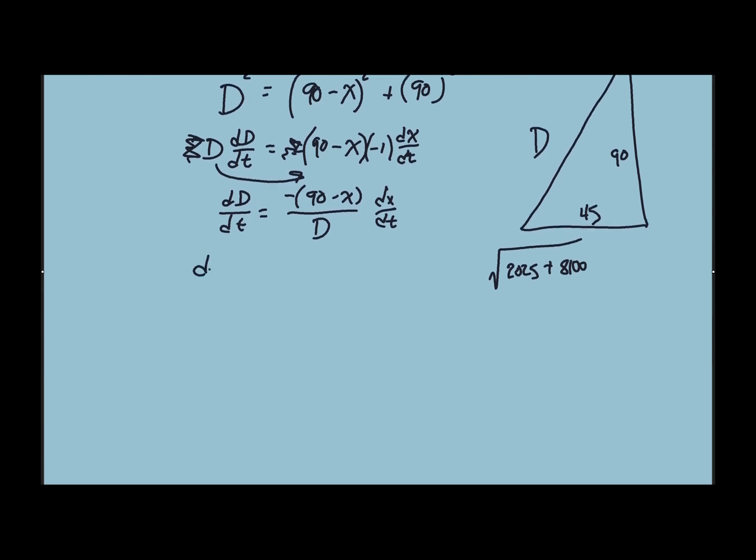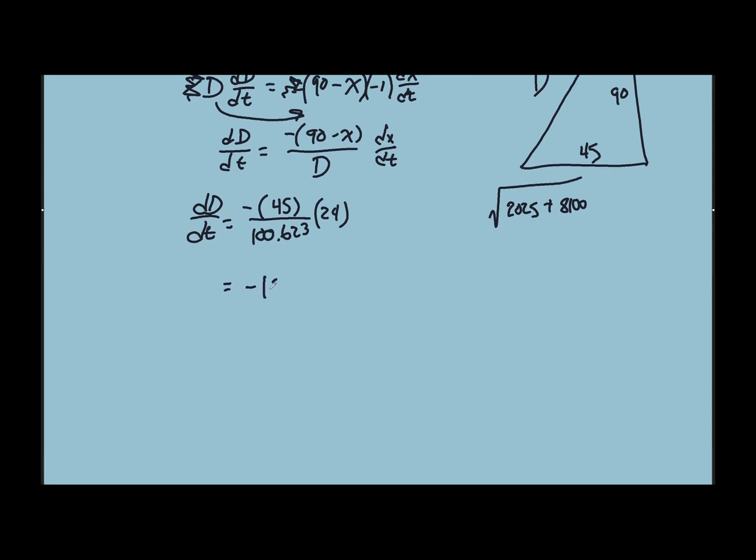I'll just write it out on here. dD/dt equals negative, here's x is 45, right? So 90 minus x is 45 over 100.623, and this here was 24. So if I take 24 times 45, I get 1080, and I'm going to divide that by 100.623, and the answer that I got was negative 10.733 feet per second. Now, I do believe that is the answer for part A.